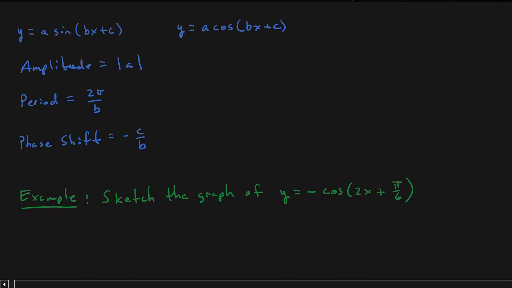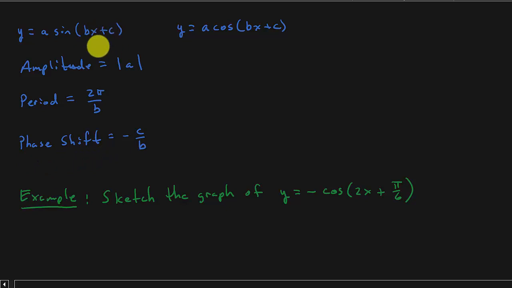All right, so how about graphing? If we have a function y equals a sine of bx plus c, or y equals a cosine of bx plus c, the amplitude, that's how high and how low the graph goes, is the absolute value of a, the absolute value of the number in front of your trig function. The period is 2 pi over b, where b is in front of x here. And the phase shift, that's how much it moves left or right, is negative c over b.